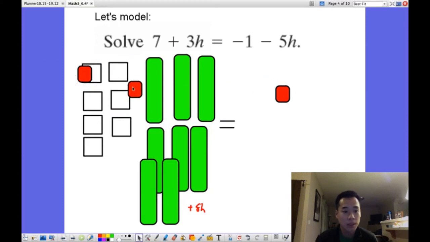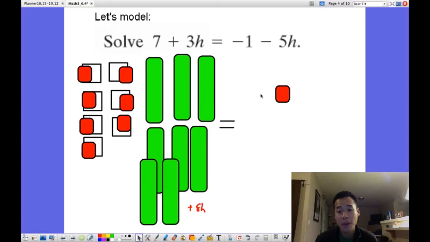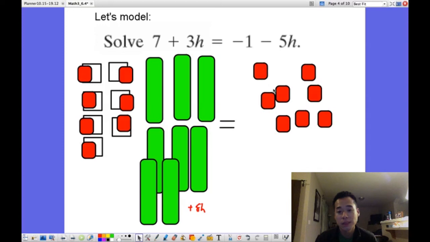So there's 1, 2, 3, 4, 5, 6, 7. Since I added 7 red ones, or negative 7, to this side, I better add it to this side. So 1, 2, 3, 4, 5, 6, 7.